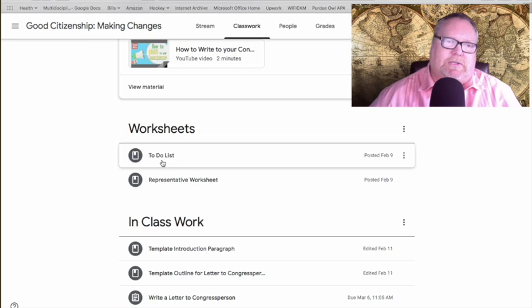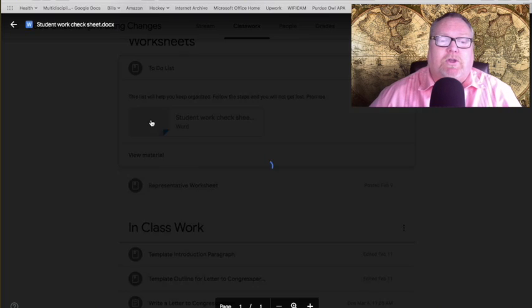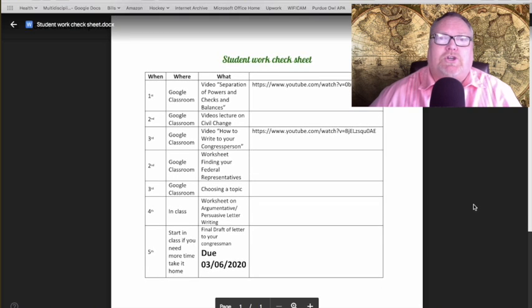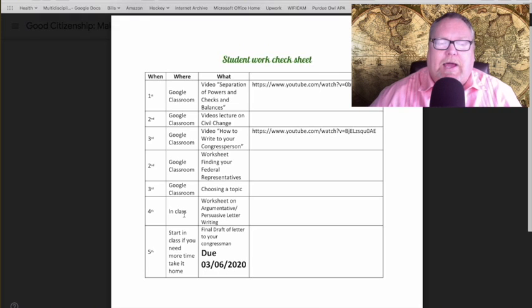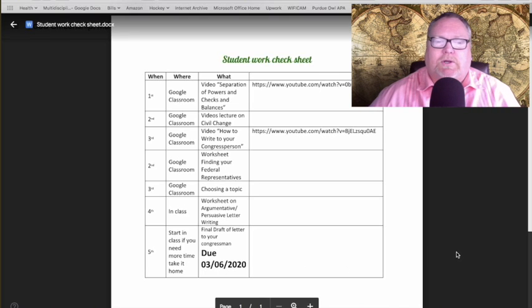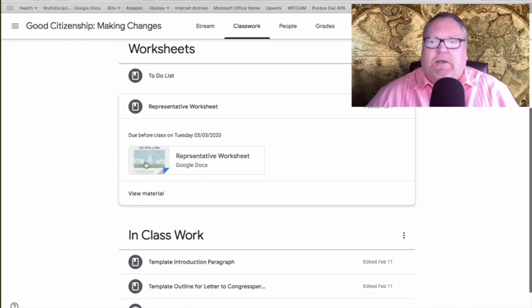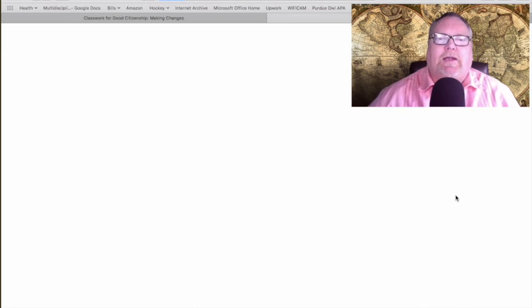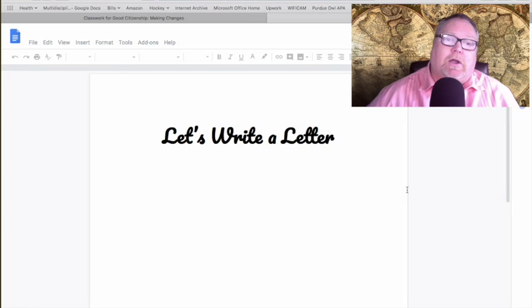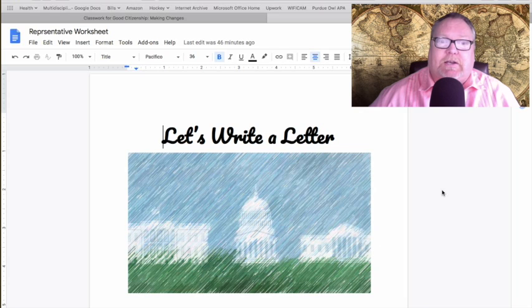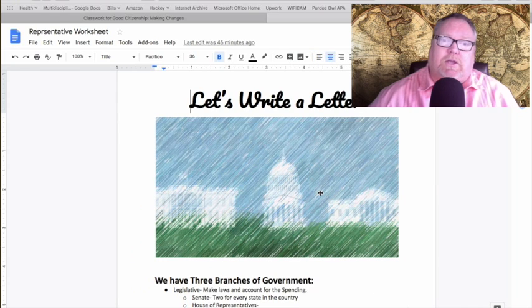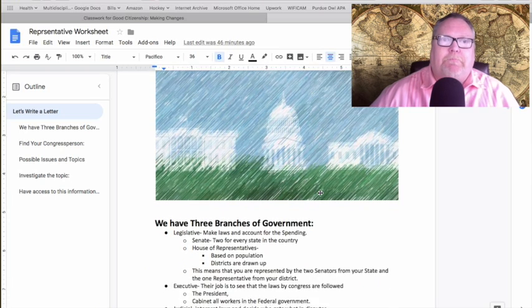Now, there's a lot of components to this. So under worksheets in this class in Google Classroom, you'll find a to-do list. So you can pull that up. It's a Google Doc that shows you all the steps that we're going to go through in this assignment, both the ones in class and the ones that are strictly online. Now, right below the to-do list is another worksheet called Representative Worksheet. This worksheet is designed to help you find out who your 2 senators are and the member of the House of Representatives that you voted for, or your family voted in.